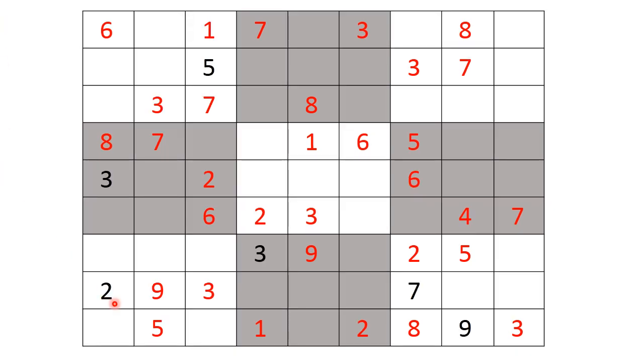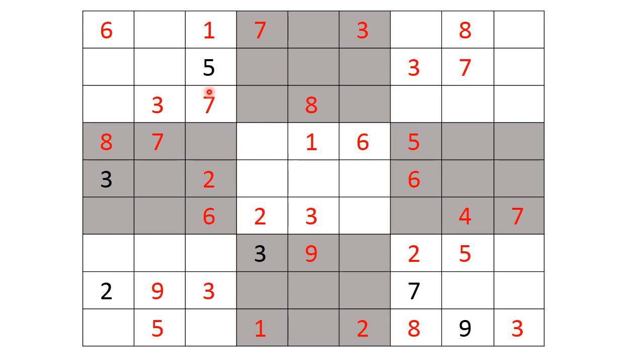As you can see, in this row the number 2 is already present, so I can't enter it. And even in the row below, 2 has already been entered, so I can put 2 over here. Similarly, in this row the number 9 is already there, and even in this one, so I'm going to put 9 over here.